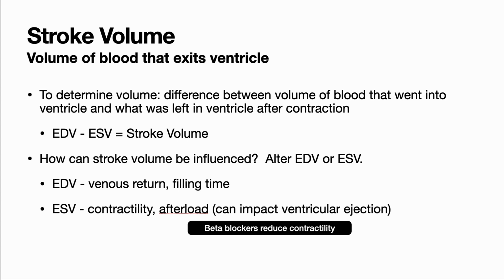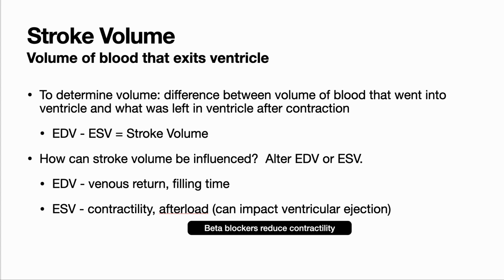So we got to know how much went in and how much was still in there after contraction in order to figure out what the actual amount of blood was that exited the ventricle. So we have end diastolic volume. That's how much blood went in. And then end systolic volume. That's what was left in the ventricle after contraction. And if we can figure out those numbers, then we will know stroke volume.